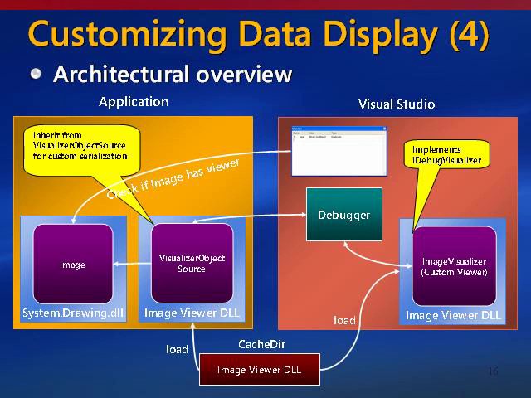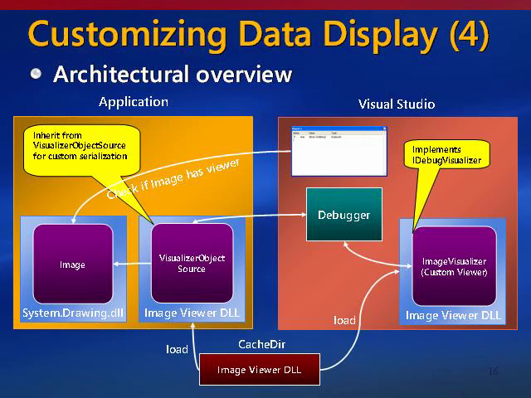The solution is actually made up of two separate projects. One's the WinForm control itself, in this case the image viewer. And the other part is the thing that does the serialization. So we're going to look at the image visualizer.cs file. As I mentioned before, you simply specify the DebuggerVisualizer attribute on the type that you want to visualize. In this case, you're saying the thing that does the serialization is the visualizer object source, and the thing that displays the actual type itself is the image visualizer.